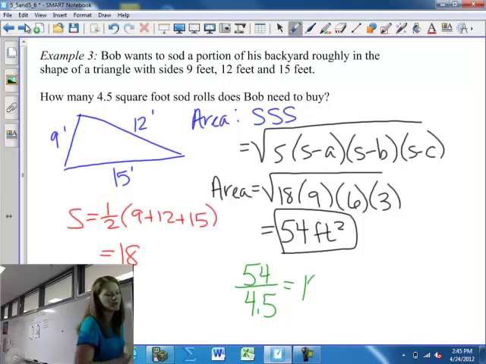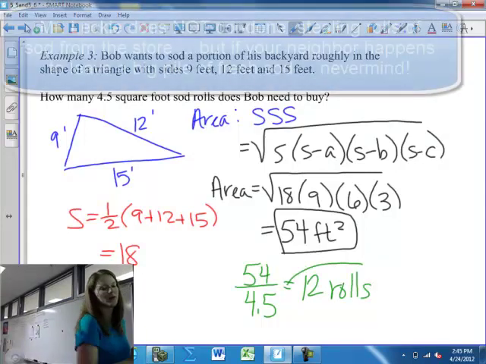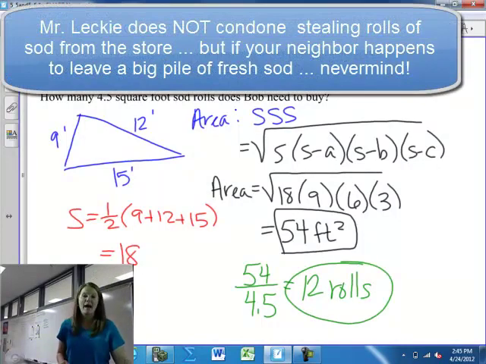And if it wasn't 12, we would have to round up to the next whole roll because they won't let you buy a half a one. Well, you could just walk out with it. He did not just say that on recording. We're going to pretend that didn't happen. Okay, so he needs 12 rolls.